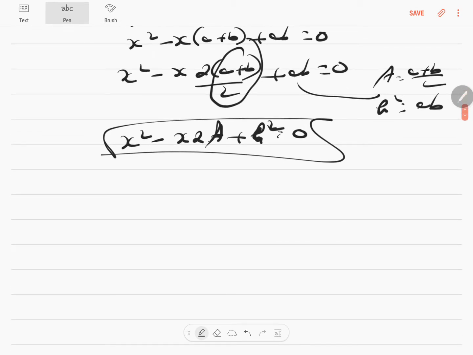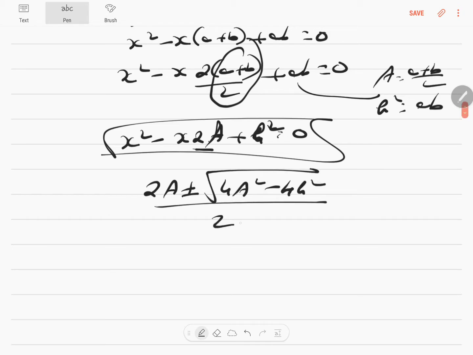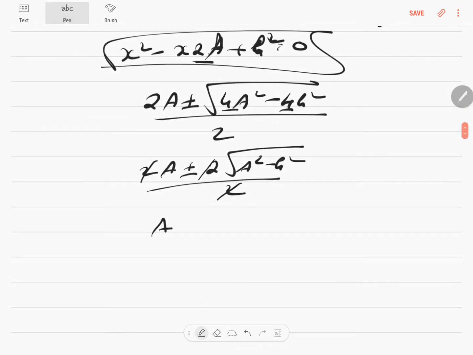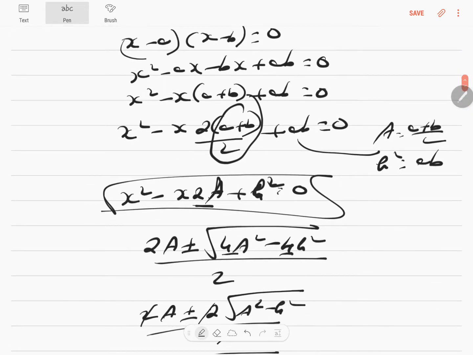So if you solve this quadratic equation using the formula minus b plus or minus, what is minus b here? Plus 2A, plus or minus root of b square minus 4ac by 2a. When I solve this, the root of 4 comes out as 2, root of A square minus G square by 2. The 2 can be completely cancelled. So A plus or minus root of A square minus G square will be the solution of the quadratic equation.